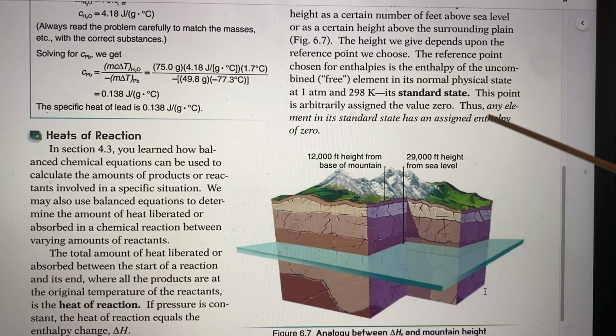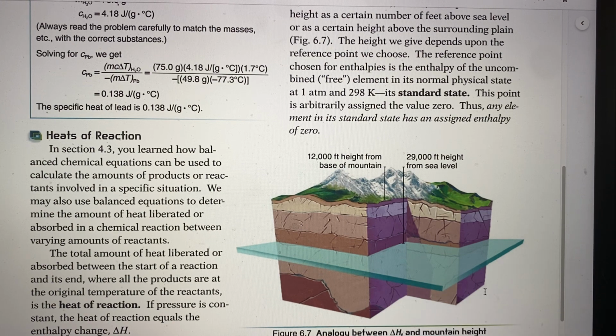Kind of important. Any element. So an element, oxygen, just oxygen, if it's on the periodic table, it's oxygen, iron, hydrogen, helium. They're all going to just have zero enthalpy. But compounds, any compound will have a specific heat. So no specific heat for elements, only for compounds.